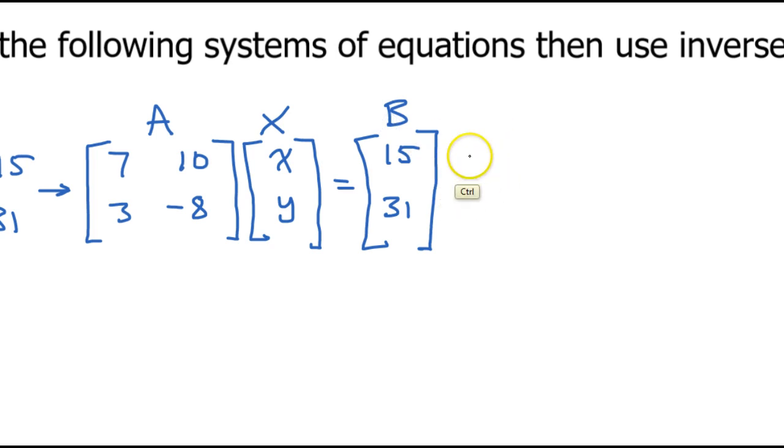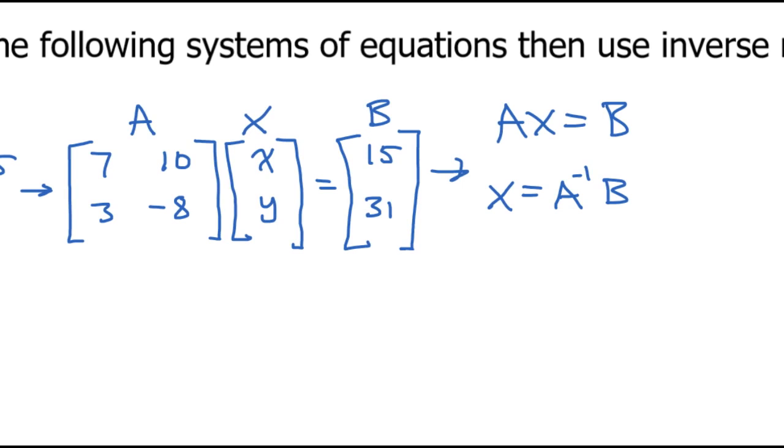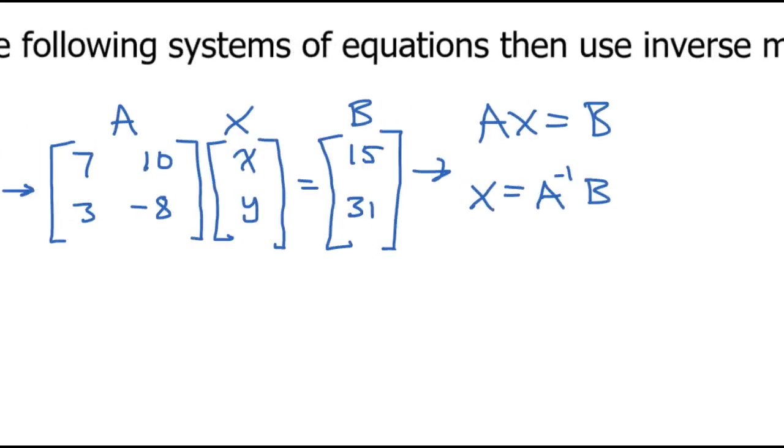So what I know is AX equals B. All right, that's what I am showing here. But that means that X will equal A inverse times B. Okay, so what I should do is type matrix A and matrix B into my calculator so I can do this.